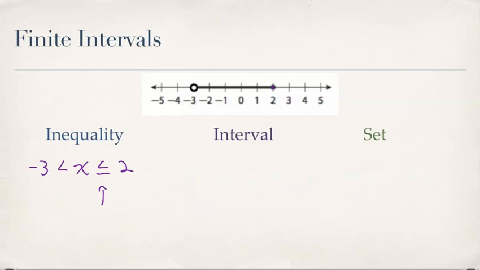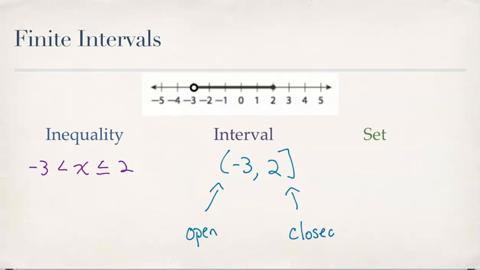Okay, interval notation for this starts and ends at the same spot. So I'm going from -3 to 2, but I have an open parenthesis where I have an open point and a closed bracket where I am including my endpoint. So open parenthesis means I am not including my endpoint, closed bracket means I am including my endpoint.